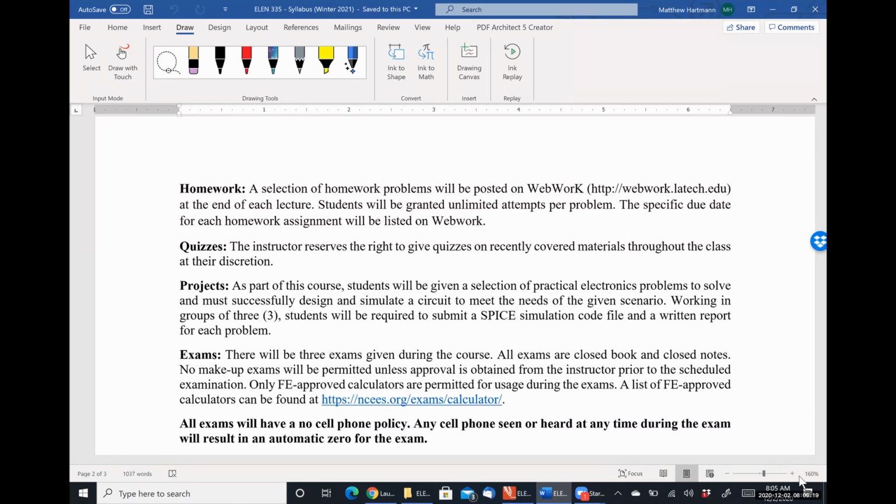Says no makeup exams will be permitted unless approval is given by the instructor, blah, blah, blah. COVID rules apply, meaning if you're under quarantine, I can't force you to come here to take the test. I'll have to provide an online version and all that kind of stuff. If your symptoms are so bad that you are in the hospital or something, like I was at the beginning of last quarter, then obviously I can't make you take the test on that day. We'll have to accommodate you within reason and all that kind of stuff.